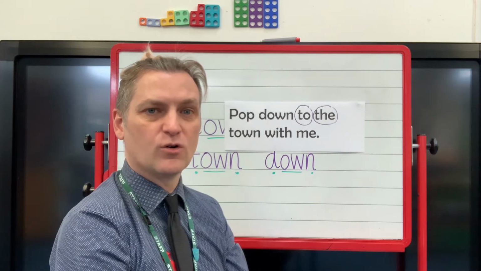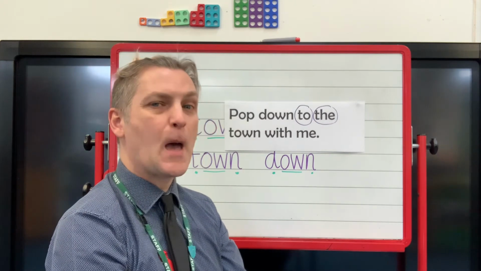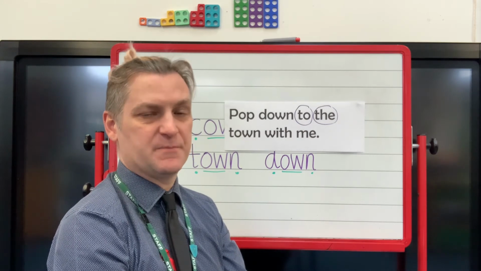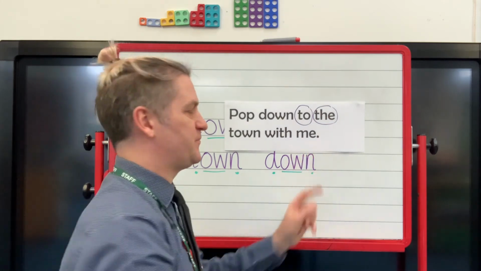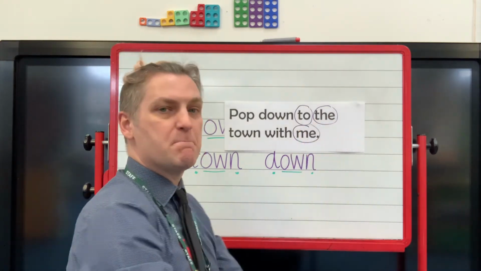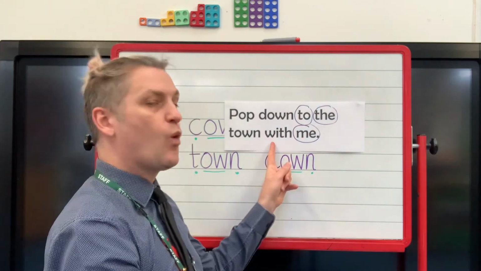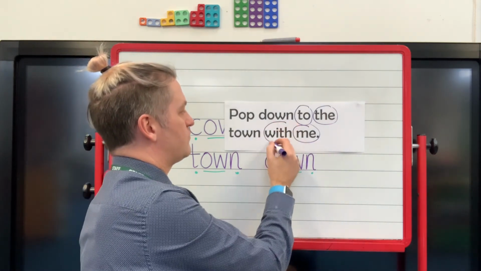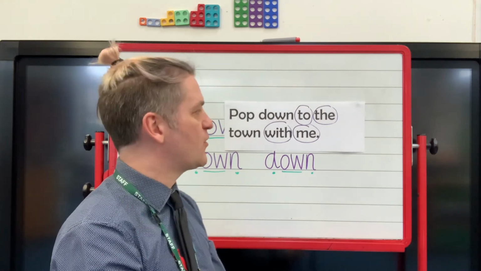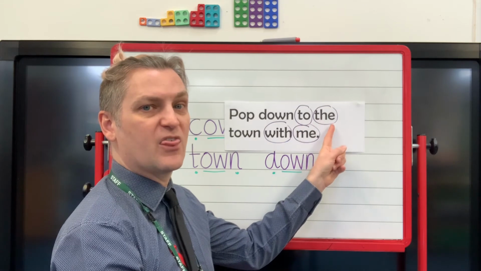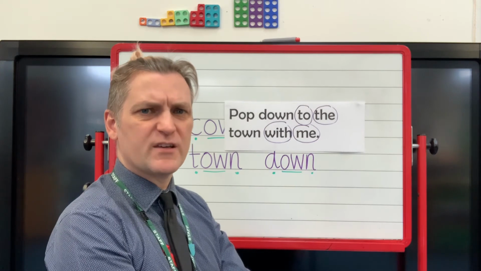Can you see any more tricky words that you might already know? There's the word me. It's just here. And some of you might be able to recognise the word with. So we've got four words that we might already know. To, the, with, me. Let's have a go at reading those other words, shall we?